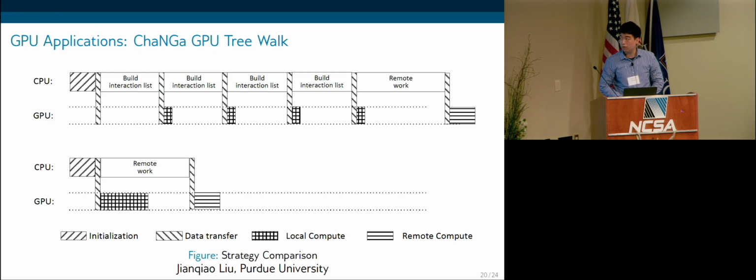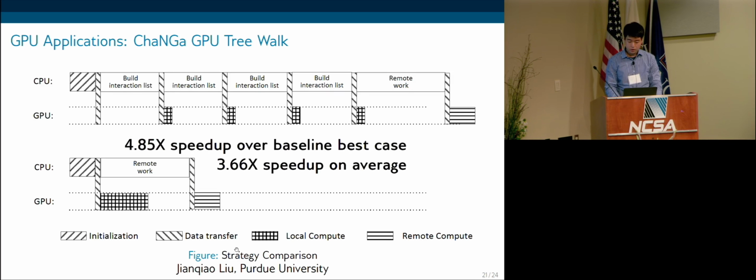And this is the offloading of the entire tree walk to the GPU in ChaNGa. The top diagram shows how the tree walk was done previously without using much of the GPU. Almost everything was done on the CPU. The diagram on the bottom shows the work done by Jianxia Liu, a collaborator at Purdue University, who was able to offload much of the tree work to the GPU, providing about 4.8 times speedup over the baseline in the best case, and about 3.6 times speedup on average.